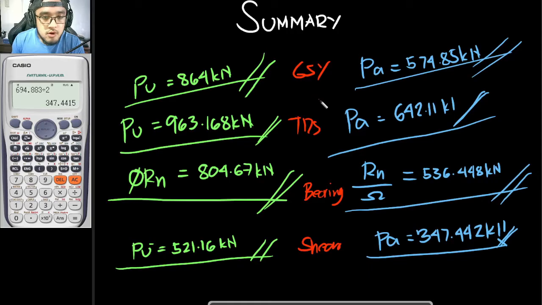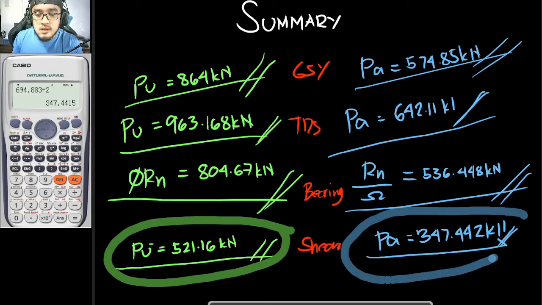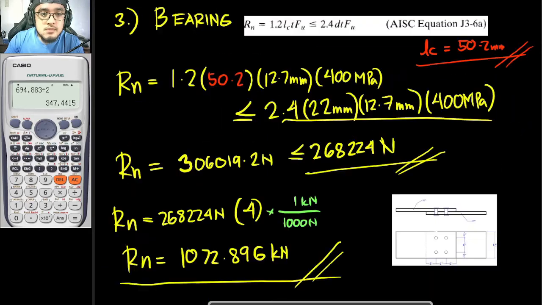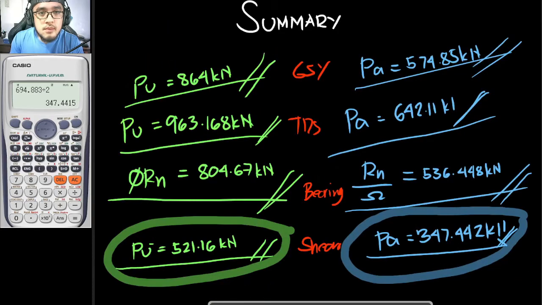So ito, ano ba yun? Dito sa LRFD, this is the one that would govern. So ito yung nag-govern sa ating LRFD. So this is to be your design strength. And for your ASD, it is also this one right here that has governed, which is for your shear. So basically, yan na yung ating final answer for this particular question, which is to determine the design strength and the allowable strength. So are you guys following? Naintindihan naman yung example natin?